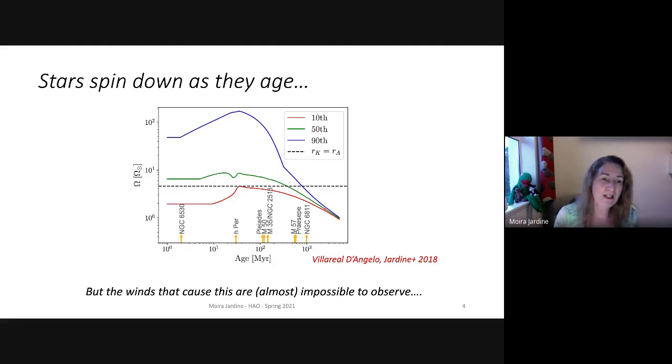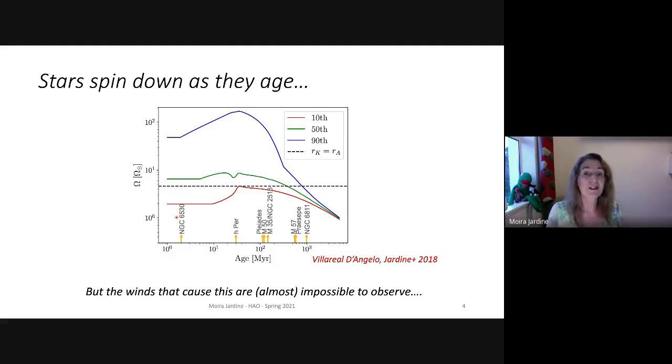This is quite a difficult set of models to test, however. I'm only showing you one set of model tracks here, but I could have shown you lots of other ones. We've got indirect ways of testing this rotational evolution by using open clusters. So for example, here's the Pleiades, here's Hyades. Within each open cluster where the stars are all of the same age, we have a distribution of rotation rates, so we can plot a range of angular velocities on this and use that to test these rotational evolution models.